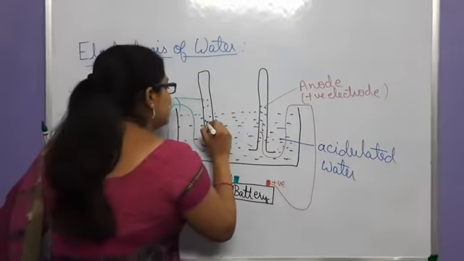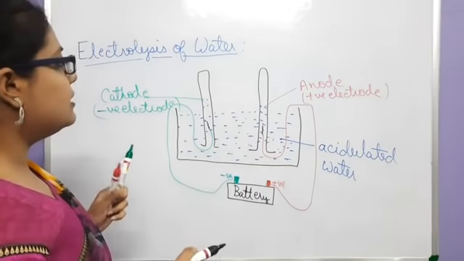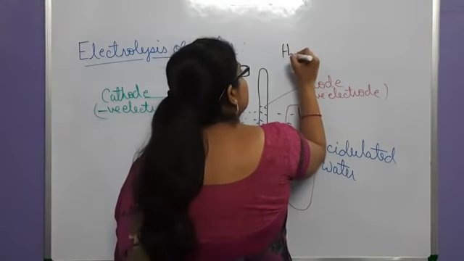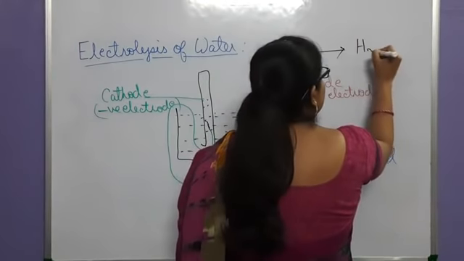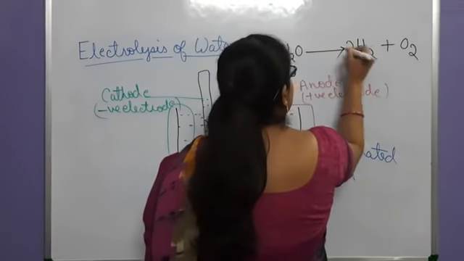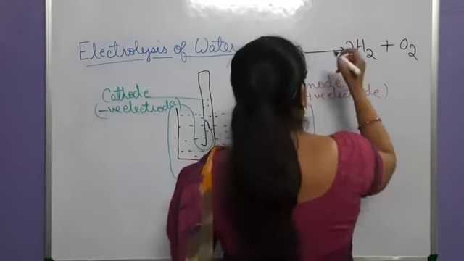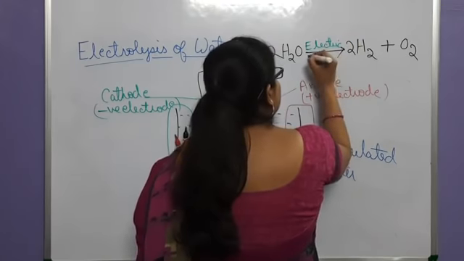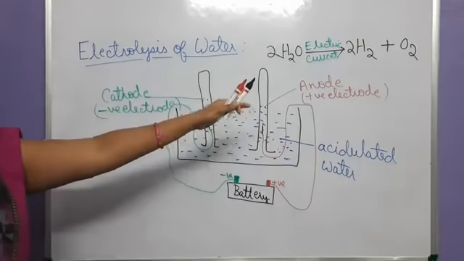So when electricity passes through the water, what will happen? The water will split into two elements. H2O, when electricity is passed, splits into hydrogen and oxygen. You can write here: electric current is passed, then it splits into hydrogen and oxygen.